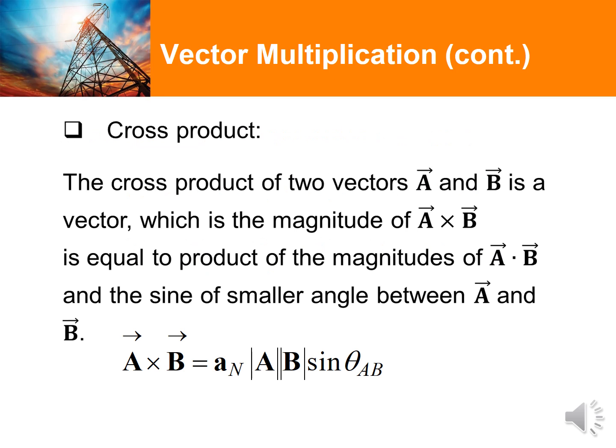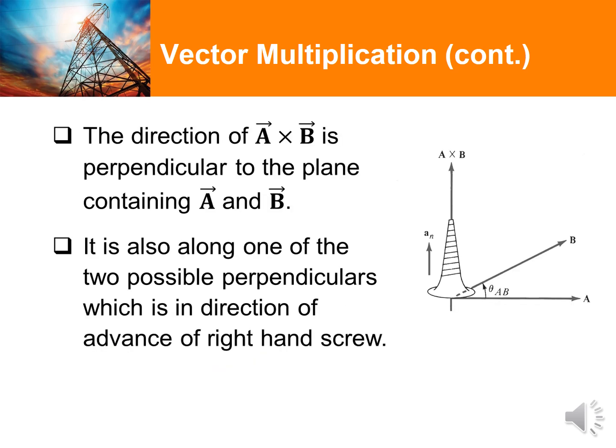The second vector multiplication technique is known as the cross product. The cross product between vectors, supposedly A and B, has a magnitude of A cross B equivalent to the product of the magnitudes of A and B and the sine of the angle between A and B. When vectors A and B are cross multiplied, the resulting vector has a direction that is perpendicular to the directions of A and B.